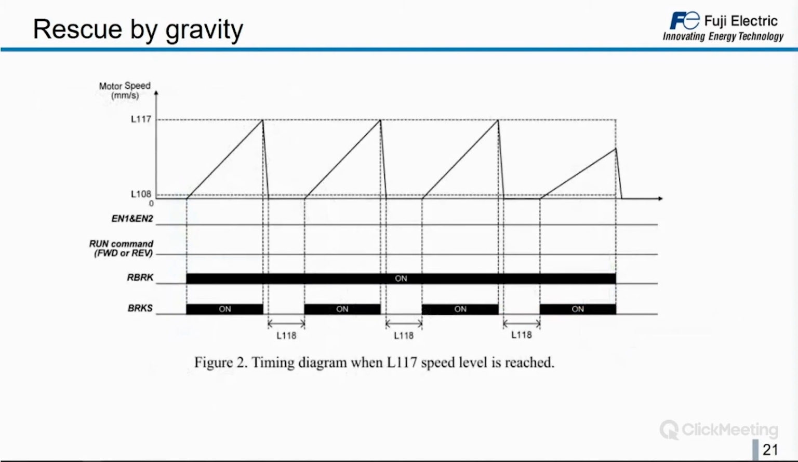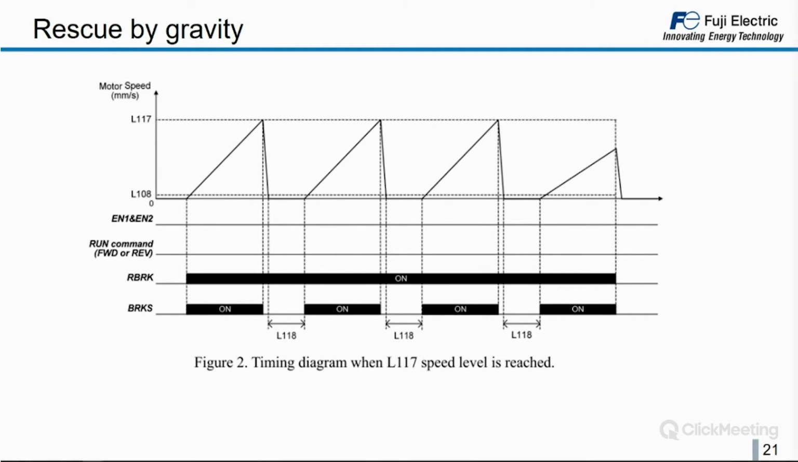Here we have a graphic of the movement, rescue by gravity. In this case, we will have the signal RB-RK coming from the controller. You see it's on all the time. When the inverter receives this signal, the inverter will open the brake. So you see BRKS going to on. And we understand that slowly the system will start to move in the down direction. It can be the case that the speed limit set in parameter 117 is never reached.